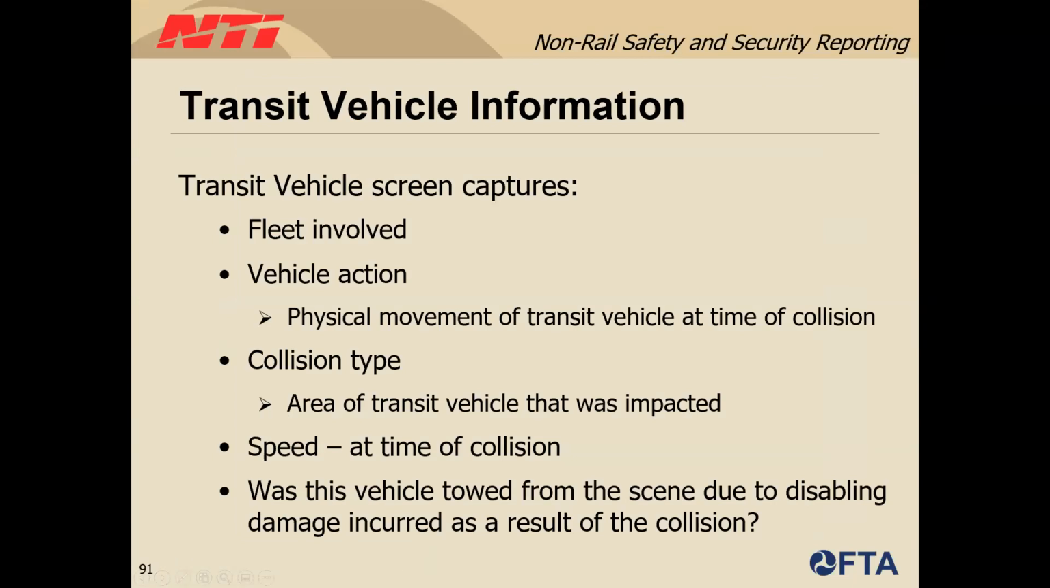This form captures the vehicle type, information about the type and manufacturer of the revenue vehicle involved, and the vehicle action at the time of the collision type, which is captured for all modes. This is part of the transit vehicle that was impacted, the speed at the time of the collision, and a question asking if the vehicle was towed due to disabling damage.